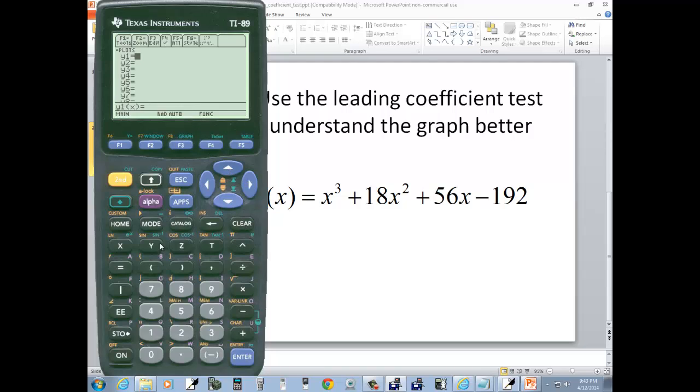So on y1, we're going to put x to the third. So x caret 3 plus 18x squared plus 56x minus 192. And press enter. And then I'm going to graph. So I'll do diamond F3.